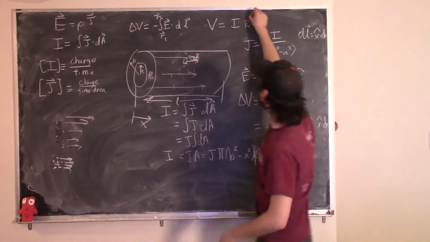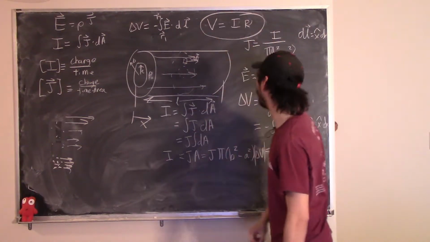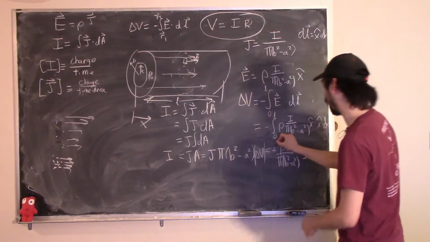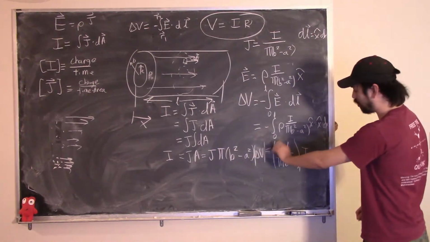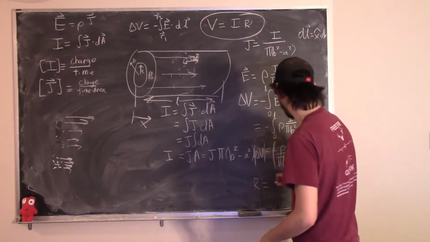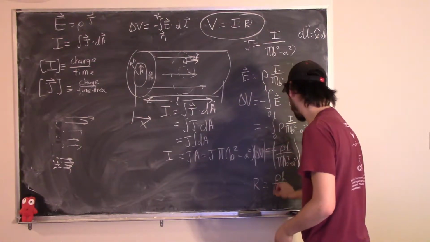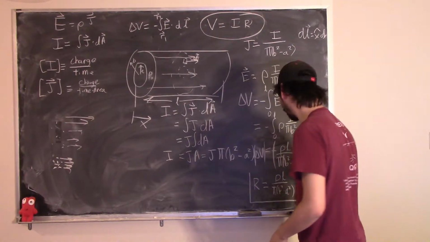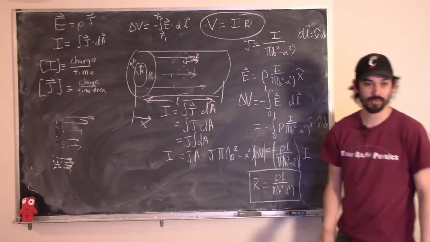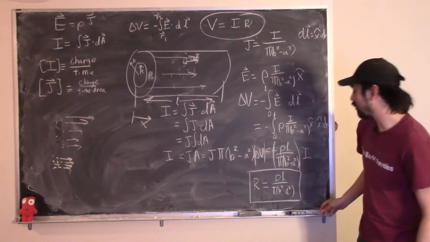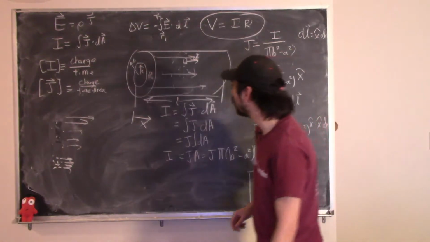And then we can compare it to the macroscopic form of Ohm's law. So that's just to say that V is going to be equal to I times the resistance. And so this term right here is just the resistance that we have. So R is going to be equal to rho L divided by pi (b squared minus a squared). And that's it.